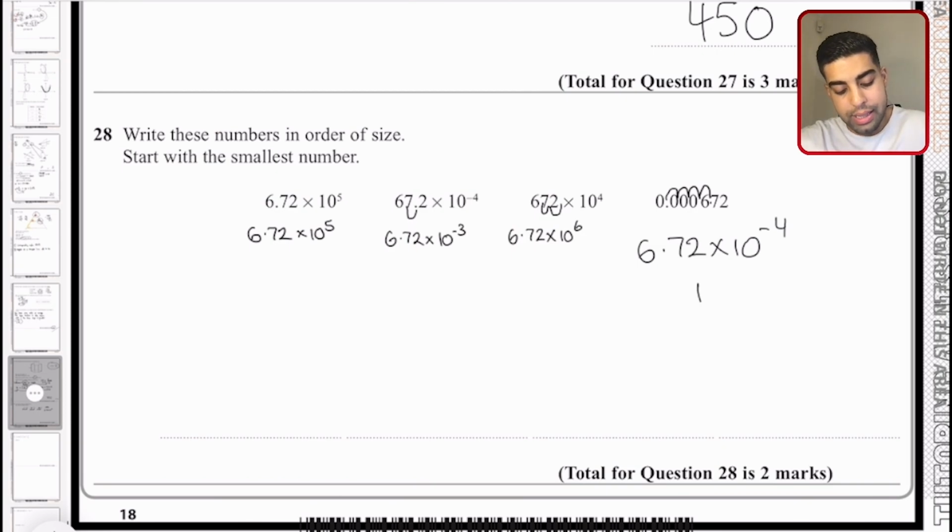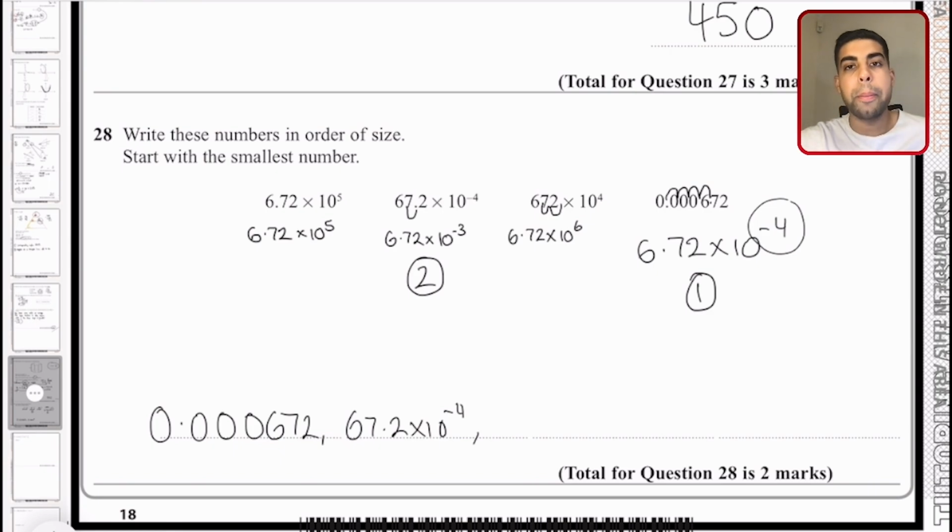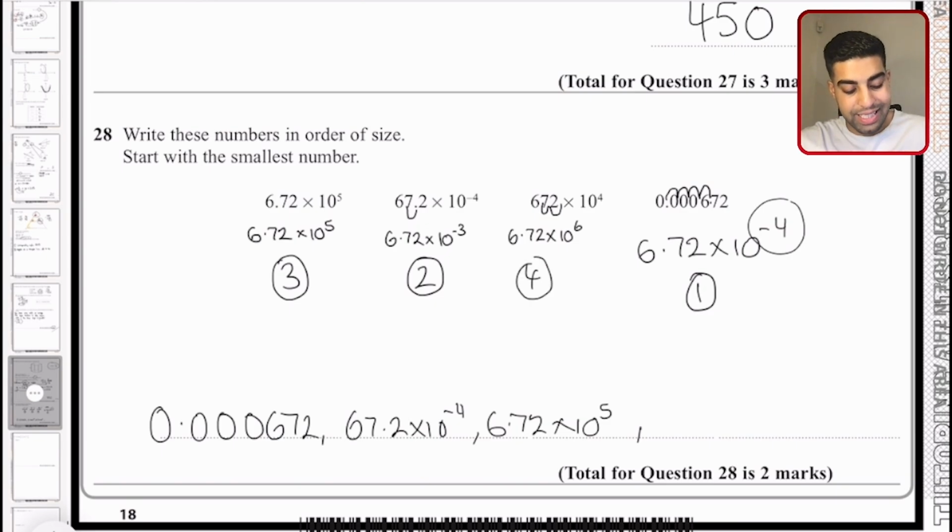We know this will be our number 1 because it's got a minus 4, which is our smallest. And when we write out our answer, don't forget to write it as the original number that was given to us, not the number that you have multiplied out. Number 2 is going to be our minus 3, 67.2 times 10 to the power of minus 4. Our third one is going to be 6.72 times 10 to the power of 5. And that leaves us with our final one, which is going to be 672 times 10 to the power of 4. So step 1, you make your answers between 1 and 10 before ordering them.